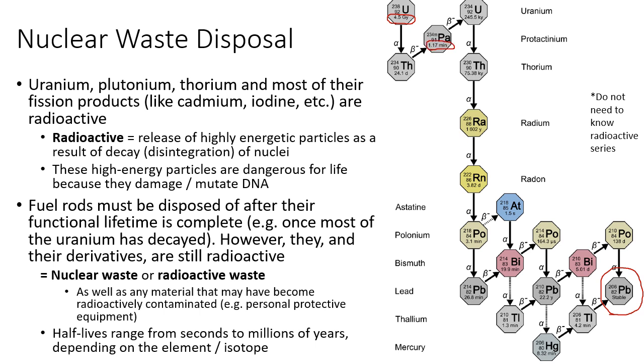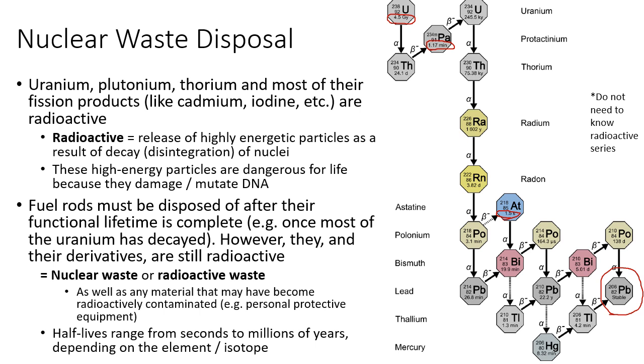Some of them are going to be seconds. Some of them are going to be even nanoseconds. So you don't need to know any of this. You don't need to know the radioactive series, but you do need to know that those half-lives can vary considerably. And you do need to know what radioactivity is. This is the release of high energy particles, whether those are alpha, beta, or gamma, we don't really need to talk about, but high energy particles from the decay of these elements, of when they turn from one to another.